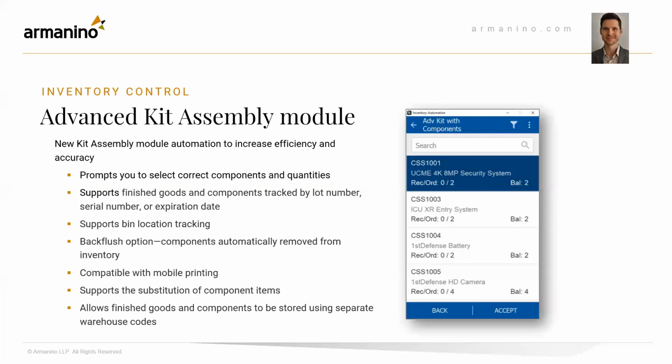So some of you may or may not have the inventory module, but they've now added the advanced kit assembly module. So the new kit assembly module is an automation to increase efficiency and accuracy. What it does is it prompts you to select the correct components and quantities. It supports finished goods and components tracked by lot number, serial number, and expiration date. It supports bin location tracking. It's a backflush option, a component that automatically removes from inventory.